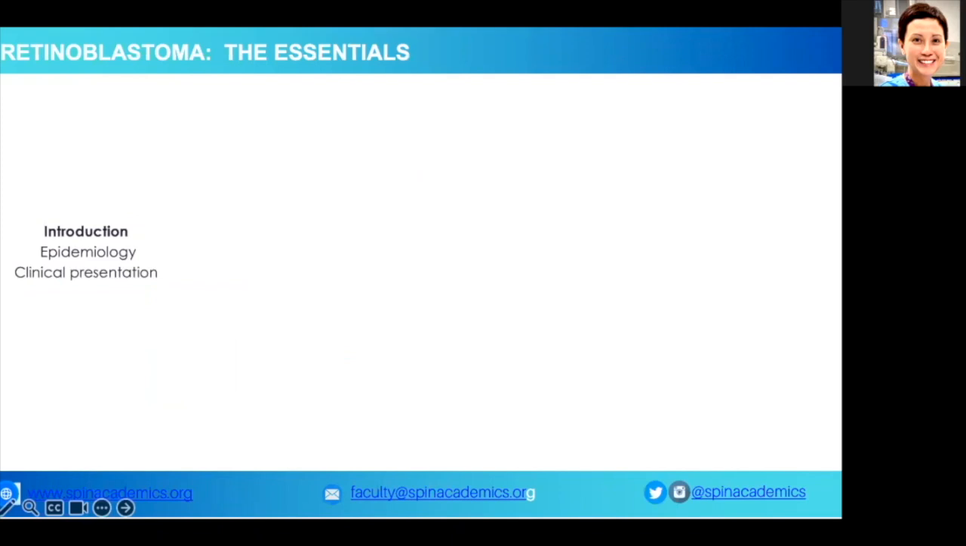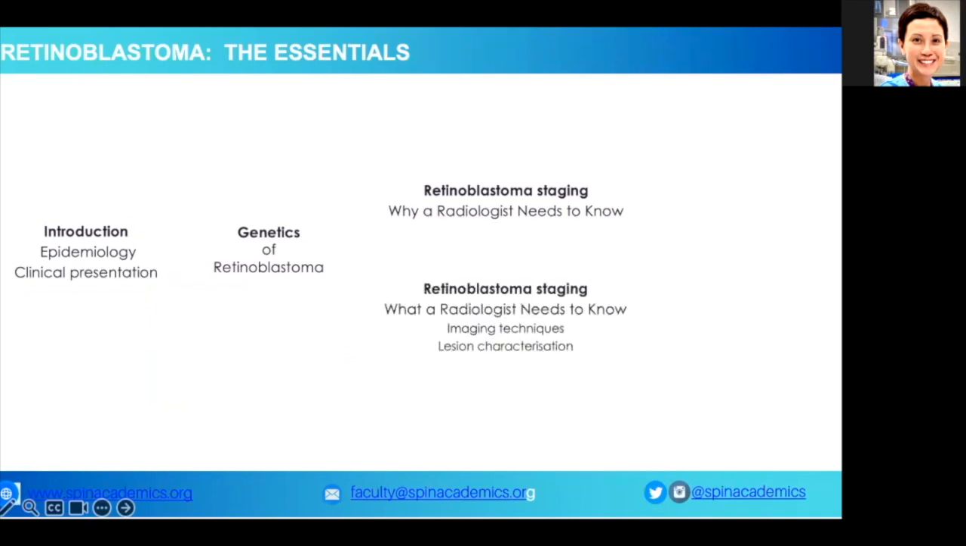So in the next 20 minutes or so, we will go through the epidemiology and clinical presentation of retinoblastoma, genetics of retinoblastoma, how we stage it and why a radiologist needs to know, and what a radiologist needs to know about imaging techniques and lesion characterization. And finally, we will talk about treatment and surveillance.